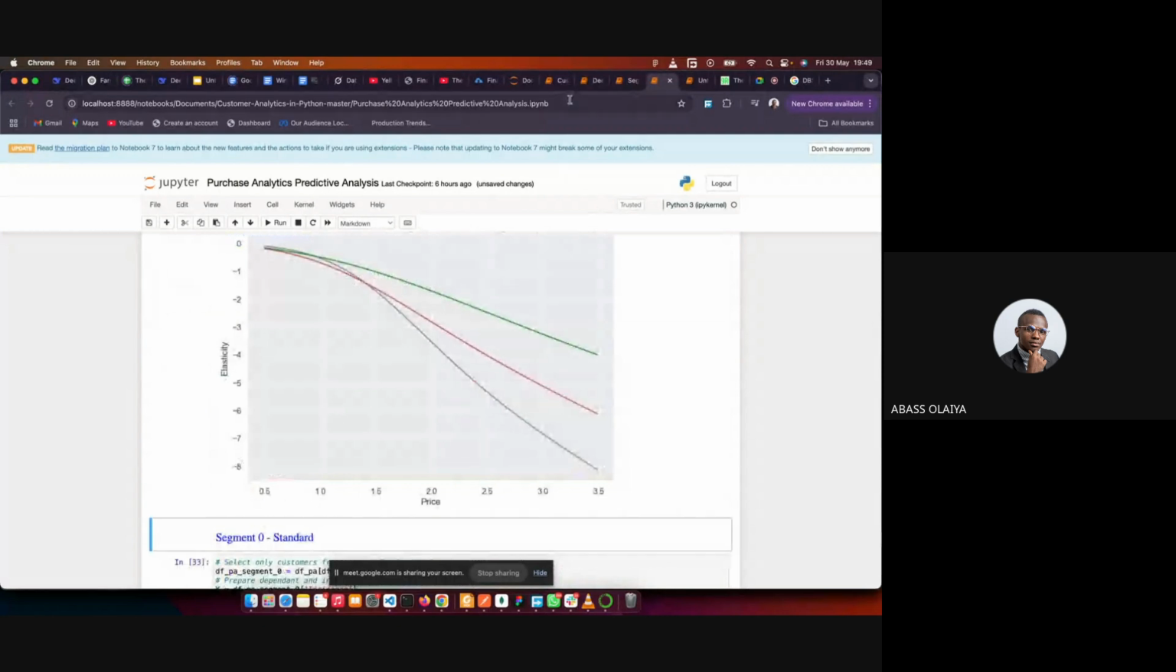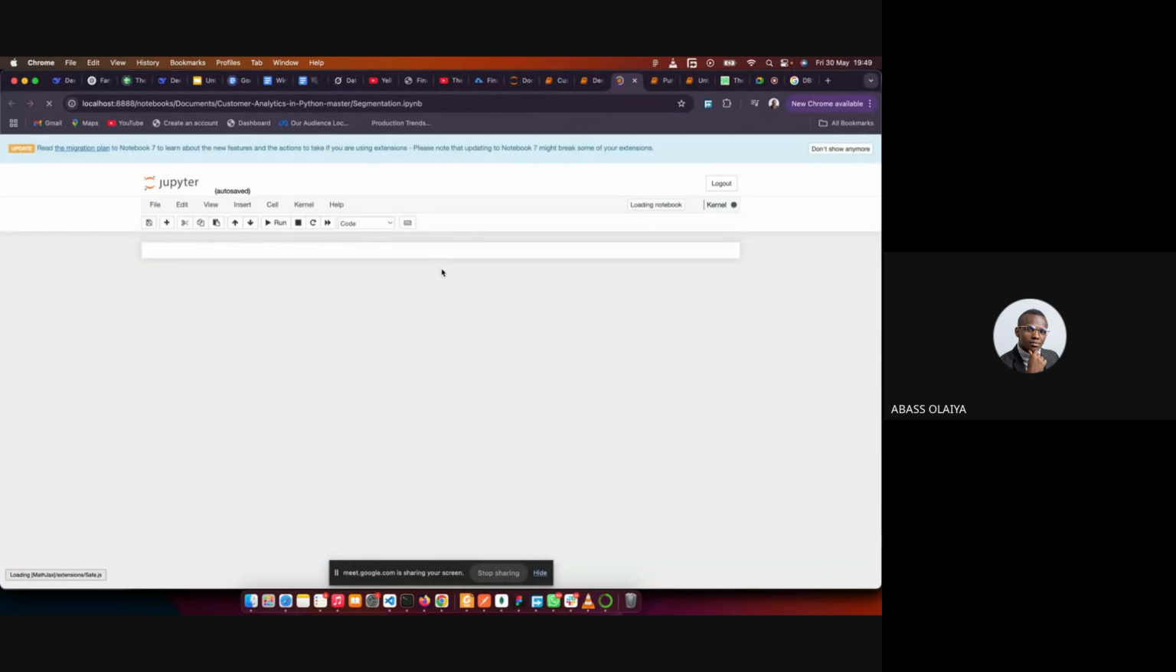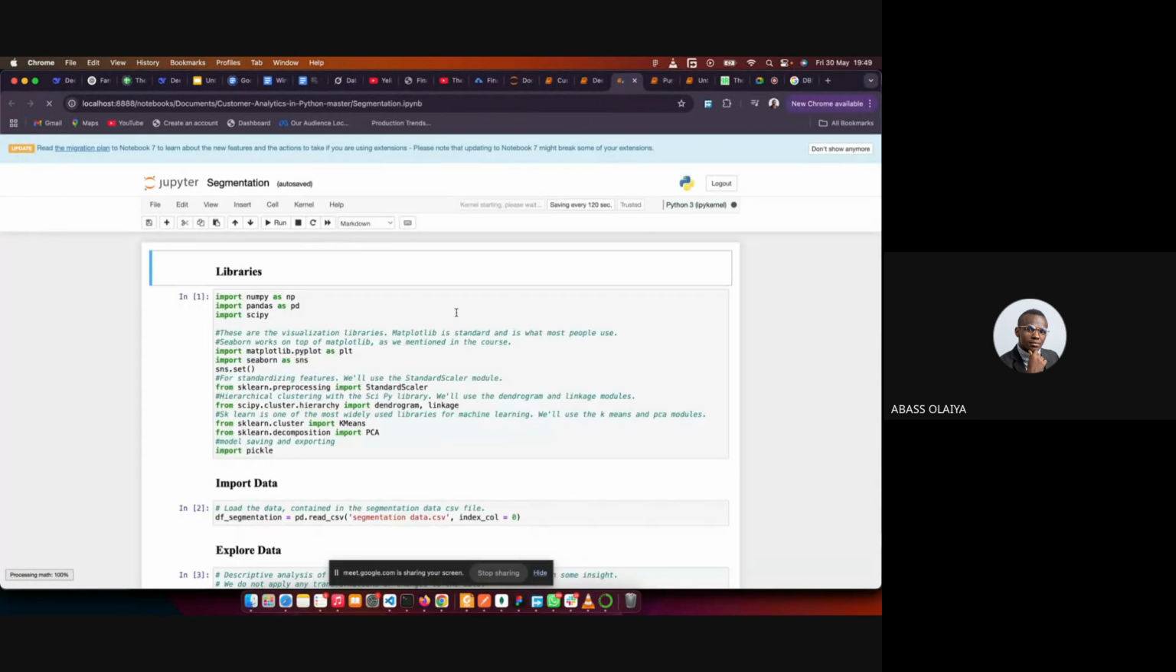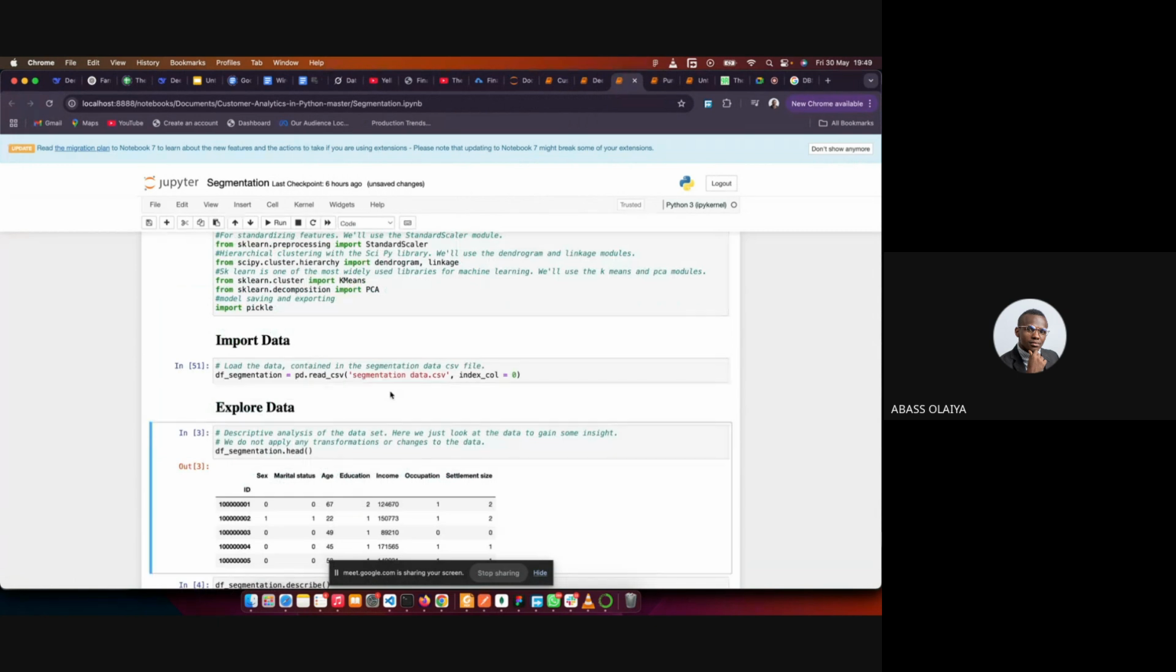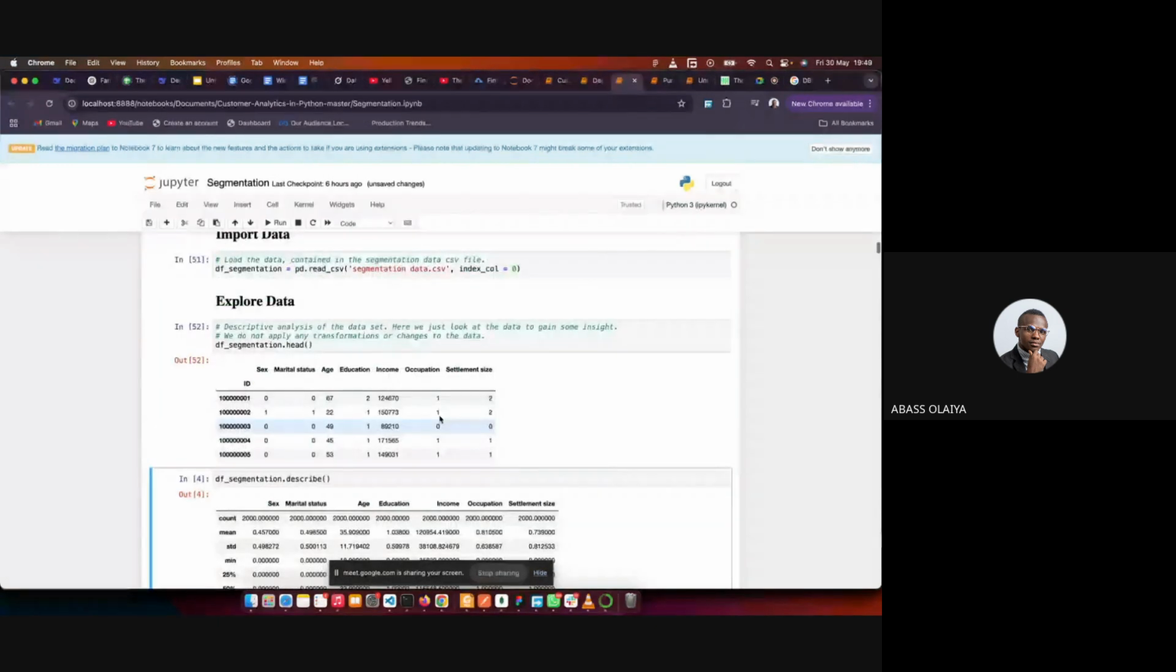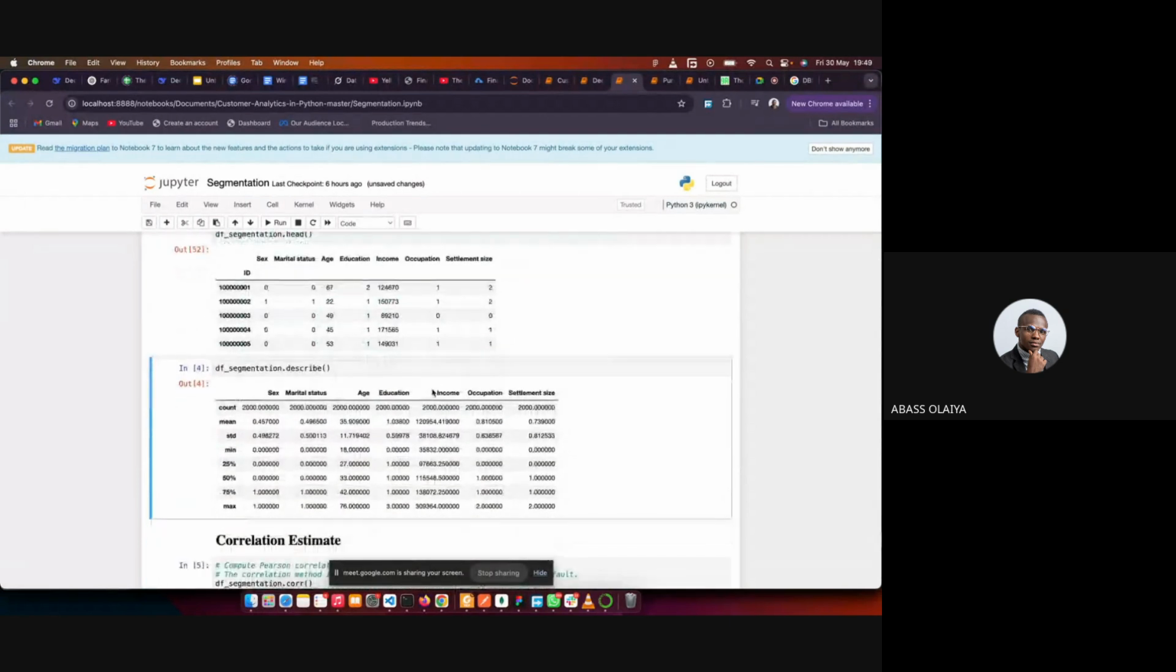Let's go back to our slides so that I won't waste too much time explaining. Okay, let me use segmentation here. Probably you guys can understand segmentation. Then these are our libraries. Then we have a data set that we are using, which I will send, obviously. Here are our data sets: we have sex, marital status, age, education, income, occupation, and settlement size. Then segmentation, this is just the description of the segmentation.